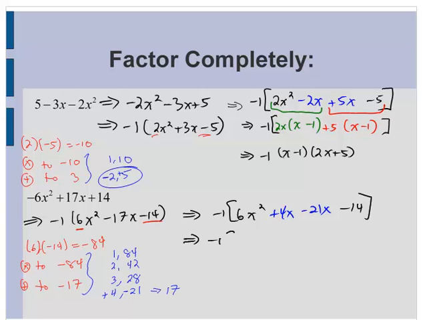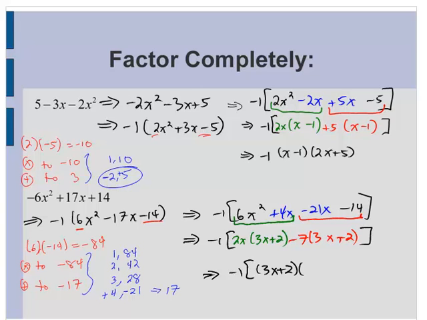So that would give me negative 1 by, let's see, for 6x squared plus 4x, that would be 2x by 3x plus 2. And then say minus 21x minus 14, that would be minus 7 by 3x plus 2. And so we would have negative 1 by 3x plus 2 by 2x minus 7. And again, like with the others, I'll remove those brackets.